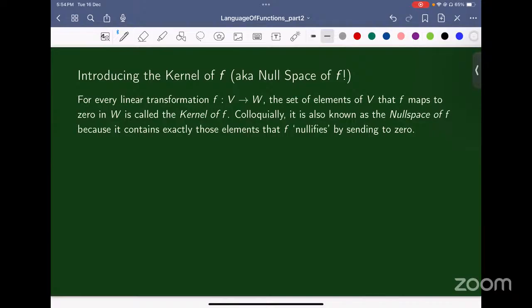Let me introduce now the kernel of a function, which is also known as the null space of a function. It is worth understanding this once, because even if we are not using it currently, a lot of content uses it. A lot of notes you see might be using this. The definition is quite straightforward. The kernel of a function is the set of those elements in V that F sends to 0.